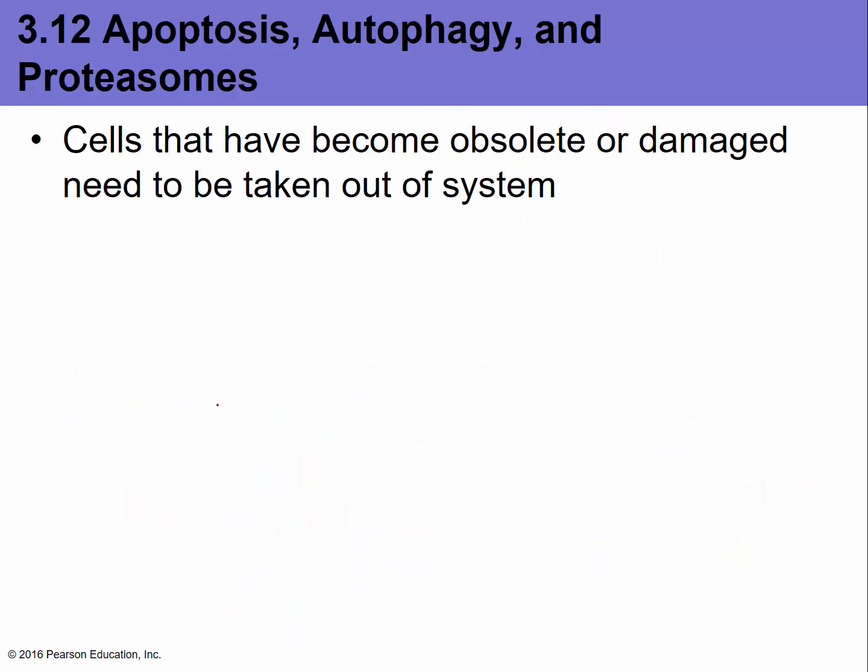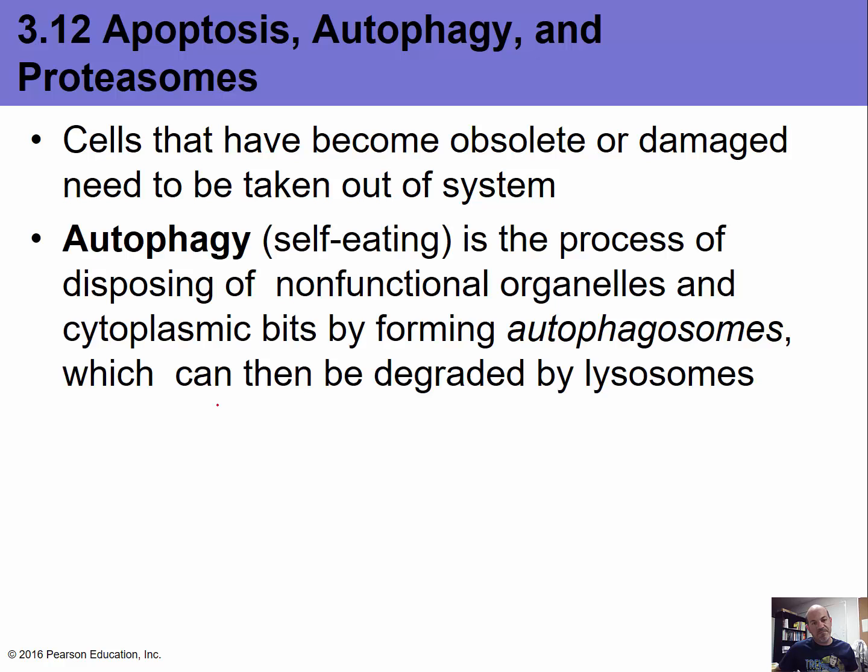Looking at the last section of the chapter, it covers topics called apoptosis, autophagy, and proteasomes. So here, cells that have become obsolete or damaged, they're old, not needed, or damaged, we're going to need to take them out, and so there's a system to remove them.